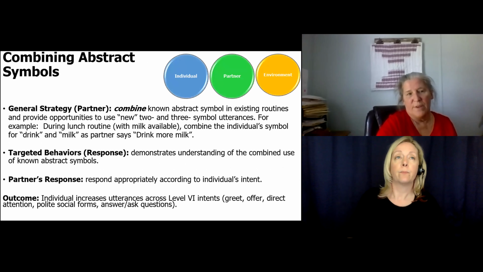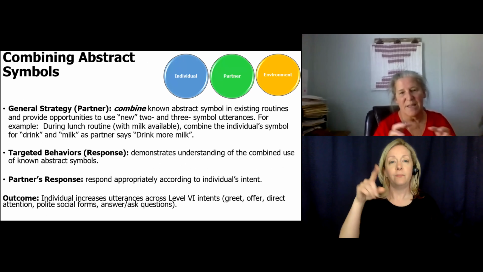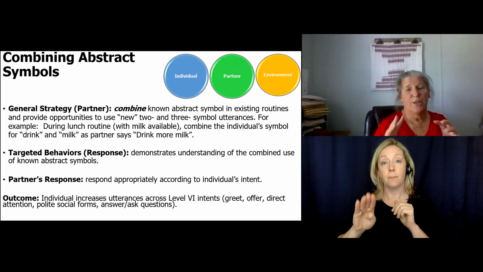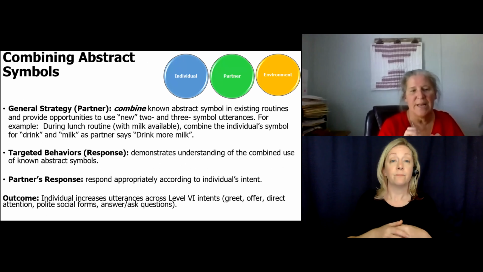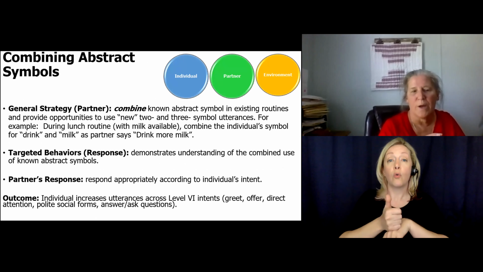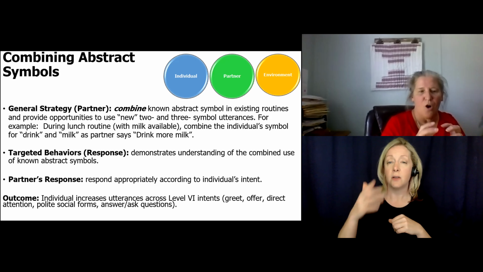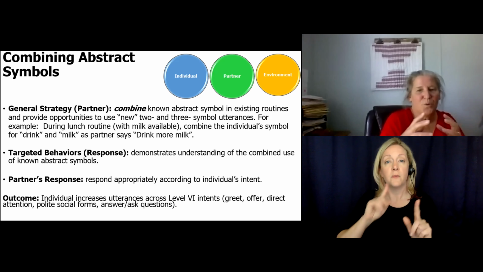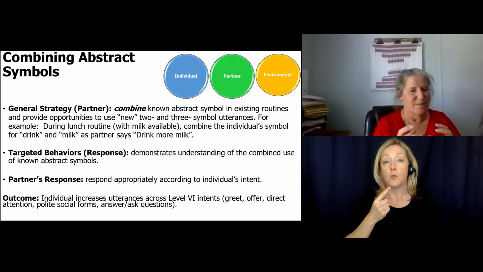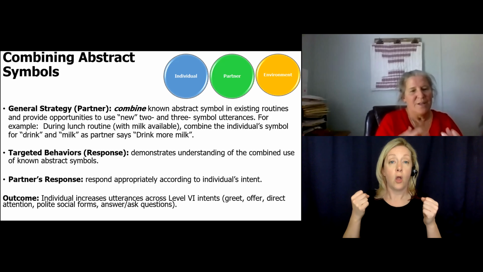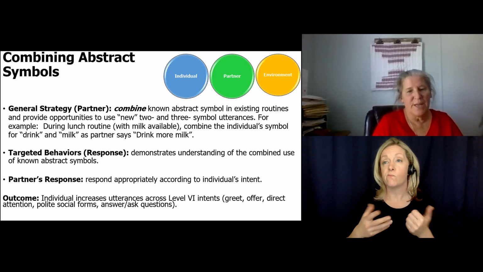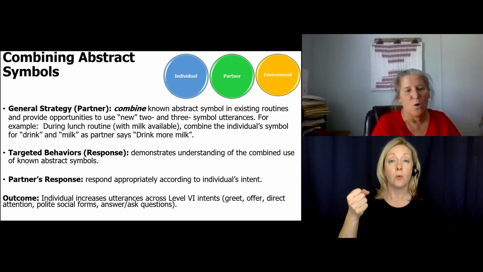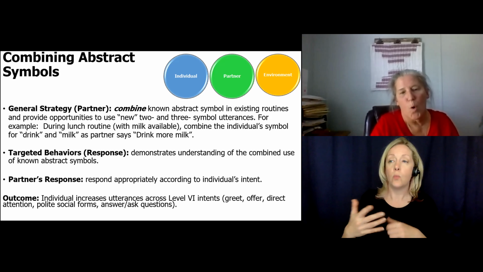Okay, so this is where they're starting to combine some of those abstract symbols. And we're going to do that within existing routines. So those ones they already know really well. But we're going to start providing opportunities to use new 2 and 3 symbol utterances. So if they have a lunch routine and the milk is available, we want them to give us more like milk, drink, and more milk.